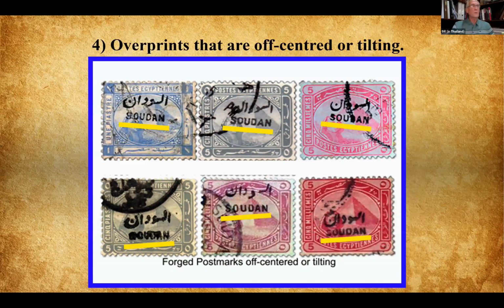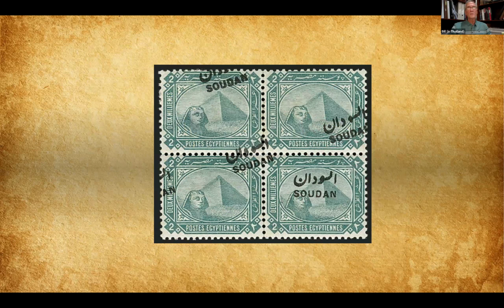The fourth clue is overprints that are off-centered or tilting. One of the most common attributes of forged overprints is the haphazard manner in which they are applied. As you will recall, the official printing of the overprints virtually guaranteed that all would be perfectly centered and level. There are some rare exceptions, and these are usually attributed to printing mistakes that would normally be disposed of. Some, however, made their way onto the philatelic market.